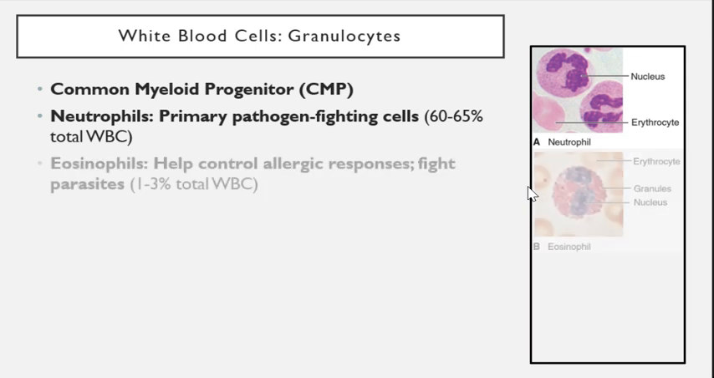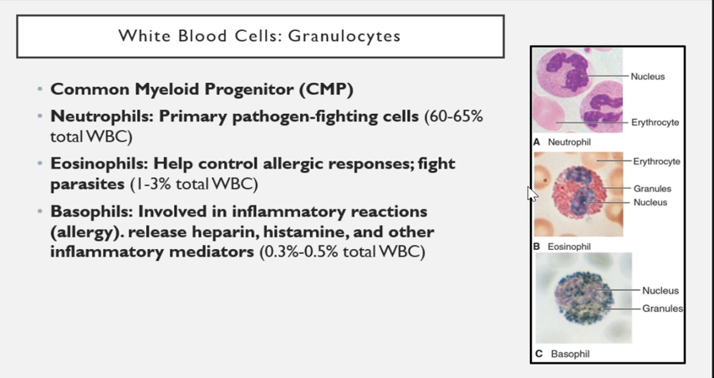So when we talk about the different cell types, we have neutrophils, eosinophils, and basophils. These have different functions for your immune system. Neutrophils are the first thing to really be recruited to the spot of infection, and they are a major part of the immune system, about 60 to 65% of your total white blood cells. They're really powerful because they can phagocytize things and they can release granules.